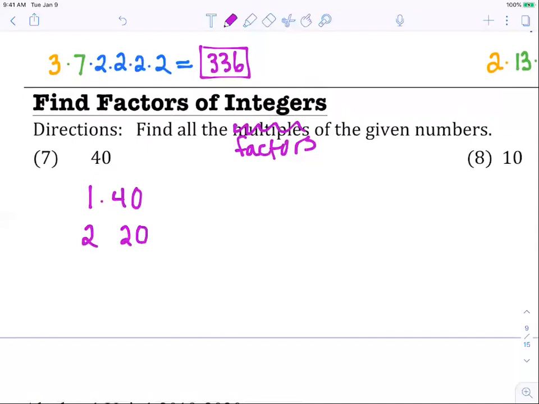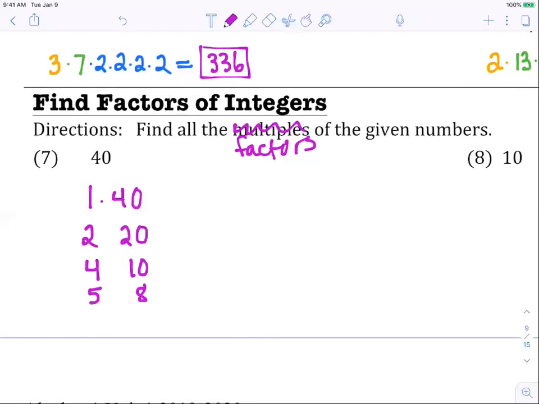So you'll notice if I try taking 40 divided by 3, you get a decimal for that. And that just means that 3 is not going to be a factor of 40. So if we keep going, 40 divided by 4 ends up being 10. 40 divided by 5 ends up being 8. If I do 40 divided by 6, I get a decimal. That means it's not a factor. 40 divided by 7, also not a factor. So that's not going to be in my list.